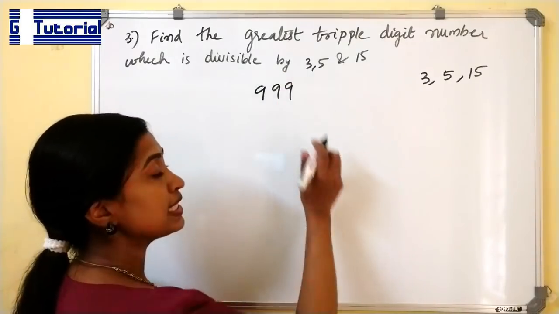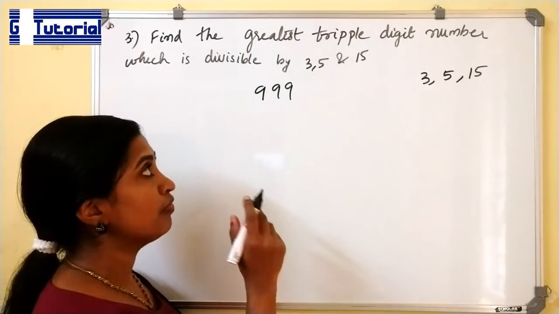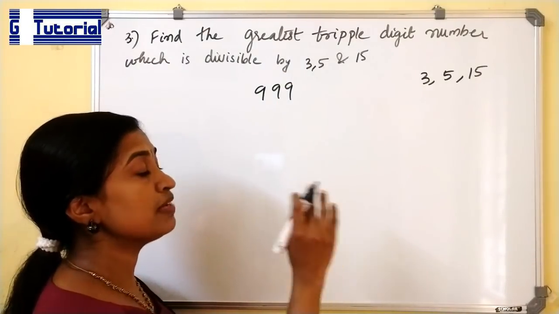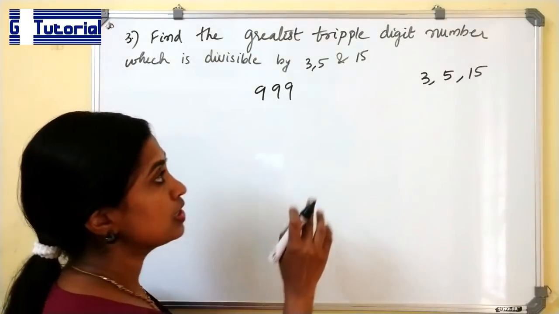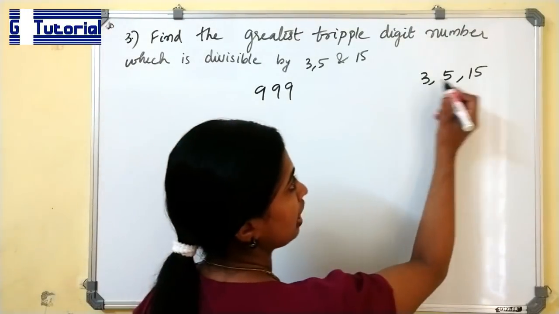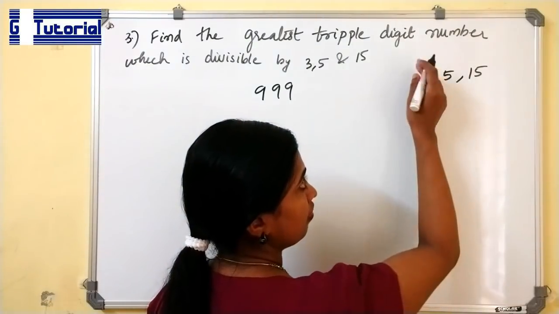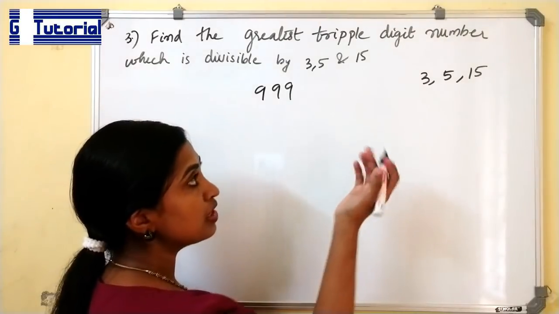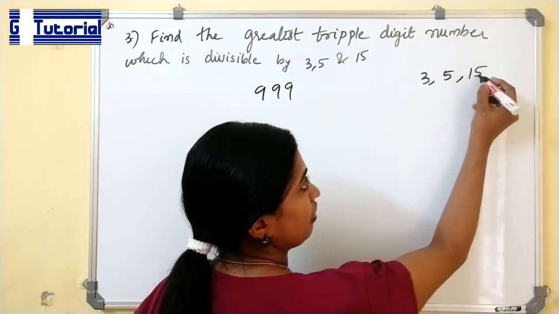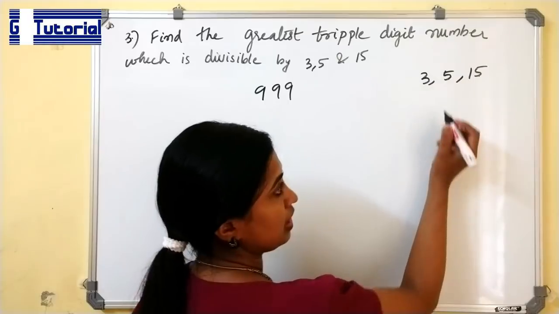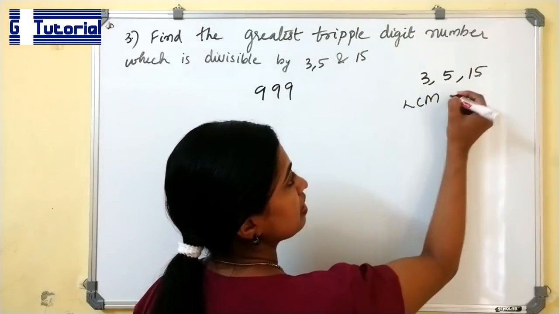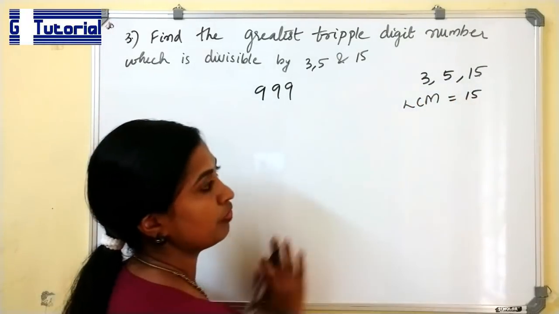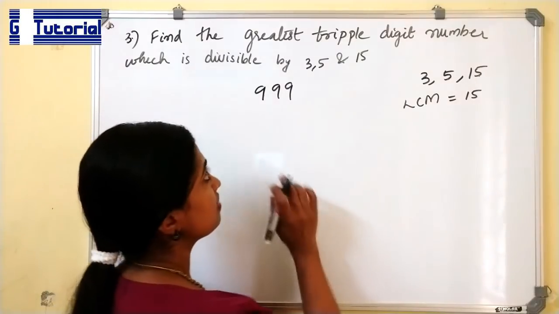If a number is divisible by 3, 5 and 15, then it should also be divisible by its LCM. So let us find the LCM of 3, 5 and 15. We would normally perform the division method, but in this case we don't have to, because the greatest number is 15, and 15 is divisible by both 5 and 3. So here the LCM is 15 itself. So 15 is the LCM. Next we have to find the number.